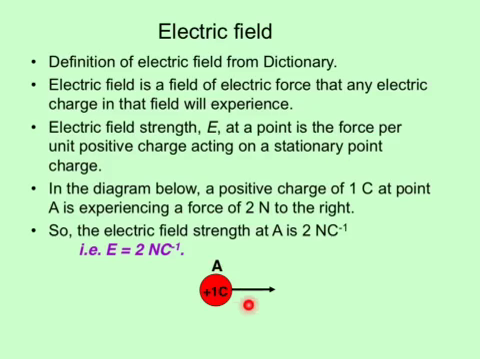In the diagram below here, a positive charge of 1 coulomb at point A here is experiencing a force of 2 newtons to the right, as indicated by the arrow. So, the electric field strength at point A is 2 newtons per coulomb, and written this way. So in short, if you want to find out how strong the electric field is at a particular point, you just put a 1 coulomb positive charge there and see what force it experiences, and that will give you the electric field strength.